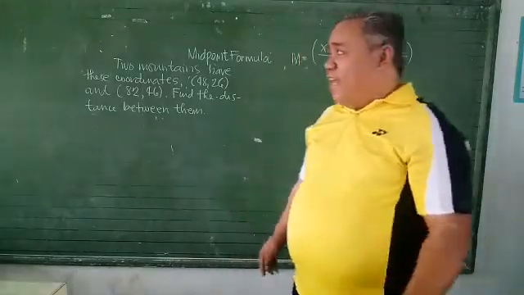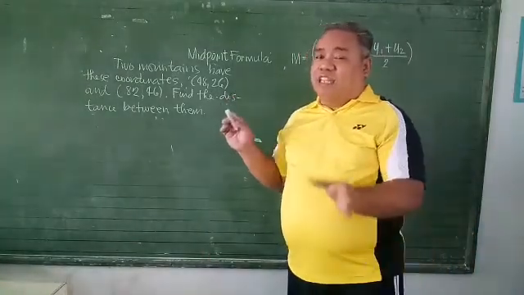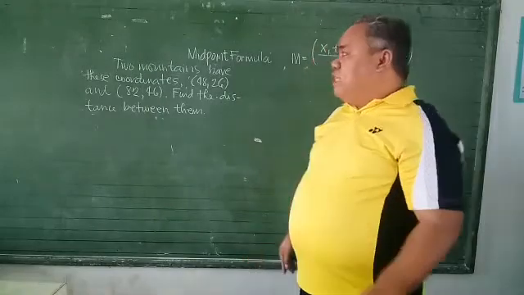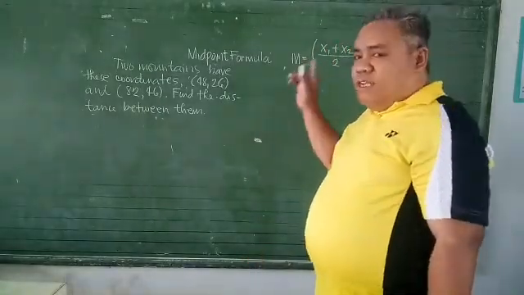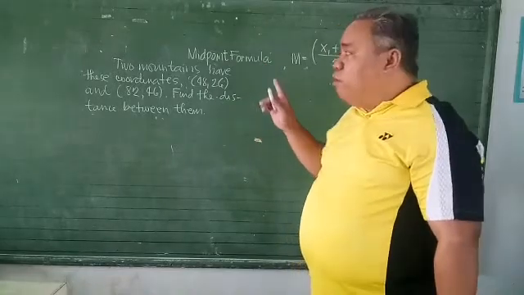So tandaan natin, ang hinahanap niya is distance. Hahanapin natin yung distance ng dalawang ito. Gaano sila kalayo. Okay, since it is midpoint formula, the first thing that we're going to do is to find first what we call the midpoint.